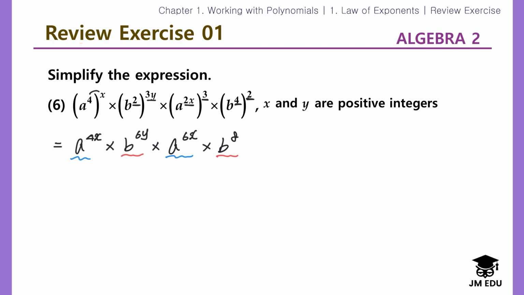So that is equal to, there are multiplications, right? So a to the 4x plus 6x times b to the 6y plus 8. 4x plus 6x, we can add them, right? That's 10x. And b, 6y plus 8, we just have to leave 6y plus 8.